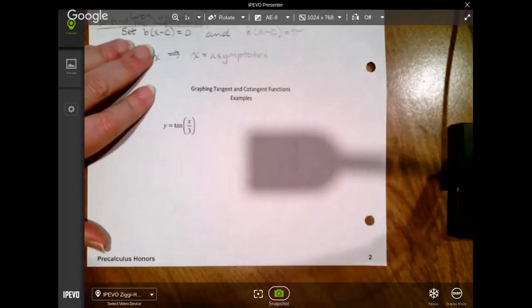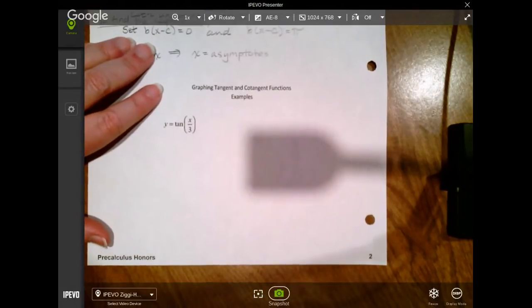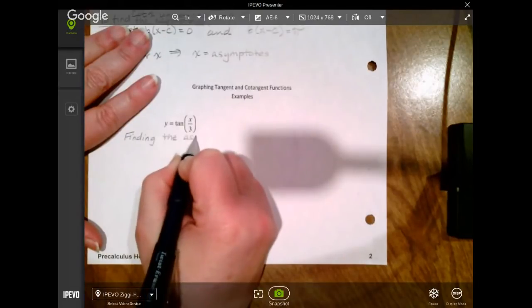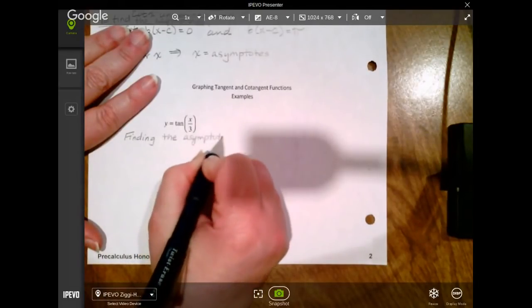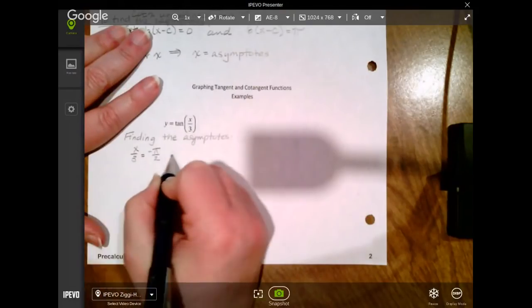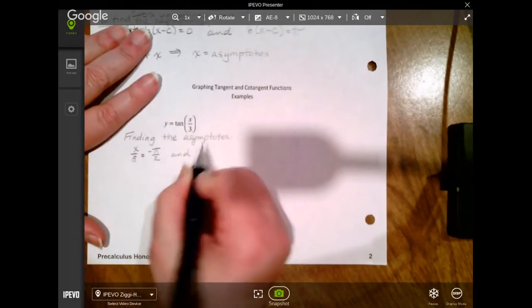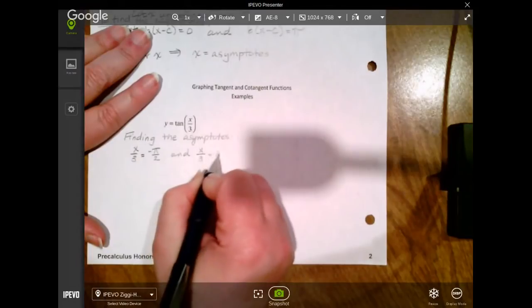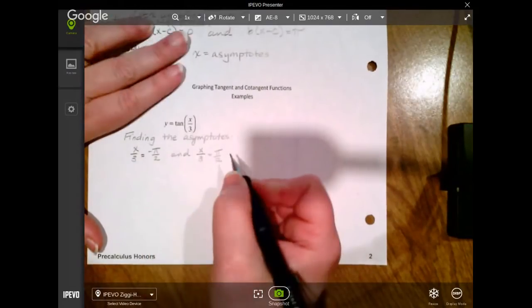The first one I'm going to do is the tangent of x over 3. We're going to graph this. So step 1 is to find the asymptotes. What are we going to do? We're going to set our angle argument, which is x over 3, equal to negative pi over 2, and we're going to set it equal to pi over 2 because that is where the tangent is undefined.